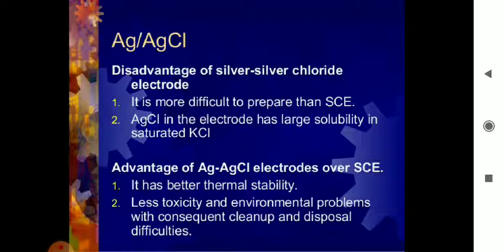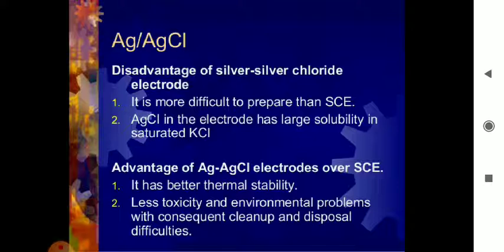There are some disadvantages of this silver chloride electrode also. It is more difficult to prepare than the calomel electrode, that is the standard calomel electrode, SCE. AgCl in the electrode has large solubility in saturated KCl. So due to this disadvantage, the construction is difficult.